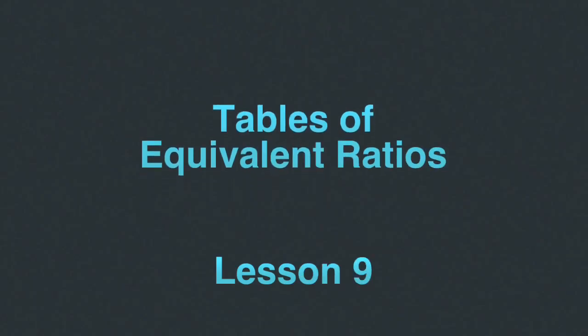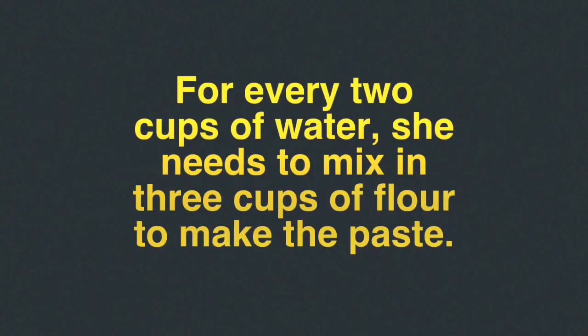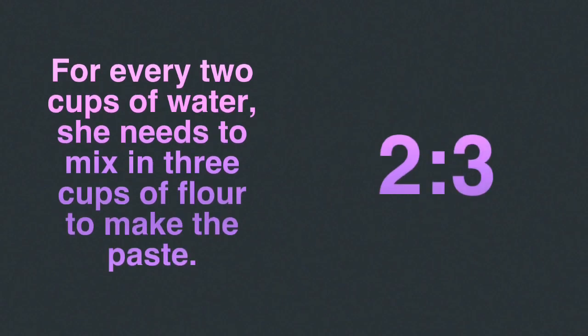Now let's do a little work with tables of equivalent ratios. So a class is going to make some paper mache, and they're going to use both flour and water. For every 2 cups of water, the teacher needs to mix in 3 cups of flour to make this paper mache. So our ratio looks like this. Water to flour would be 2 cups to 3 cups.